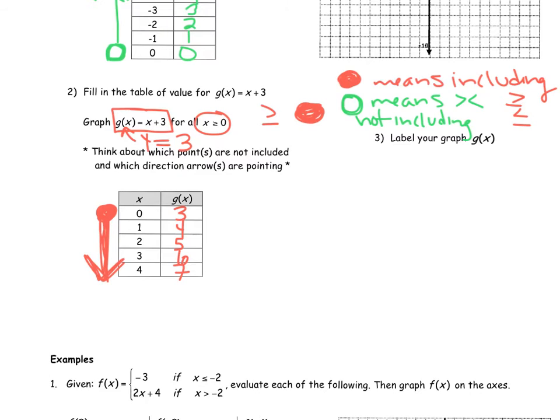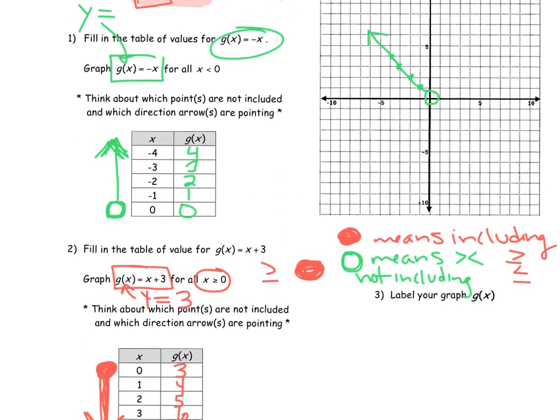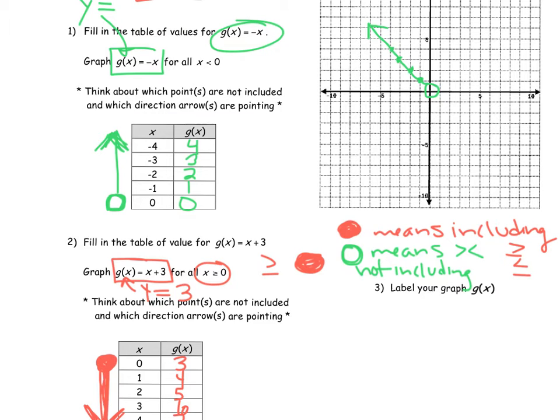So now I'm going to plot all of these points. So I have 0, 3 with that closed circle. I have 1, 4. 2, 5. 3, 6. And 4, 7. And remember that arrow at the end. So there's my piecewise function, guys.